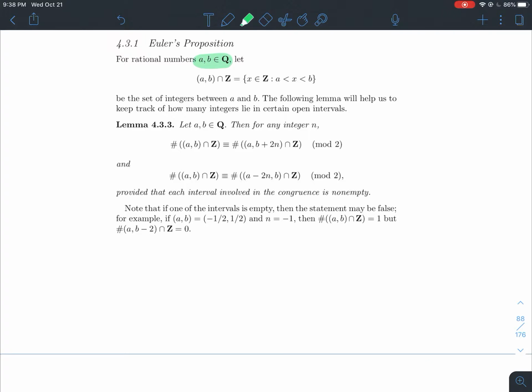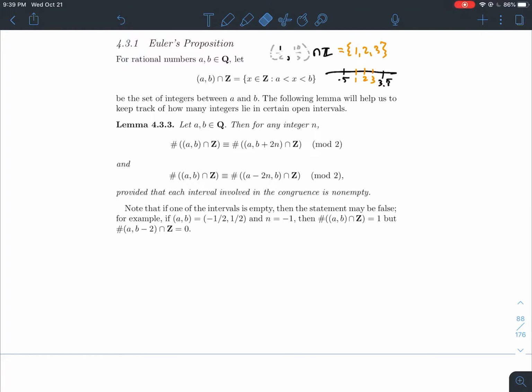If you take two rational numbers a and b, the interval from a to b intersect Z — what should that denote? I just want that to be the integers between a and b. For example, if I'm looking at 1/2 to 10/3 intersect Z, you could think about drawing that on a number line. Here's 0.5, 10/3 is like 3.3 repeating. I'm just asking you to figure out what are the integers between there. So it would be 1, 2, and 3. So this would be the set {1, 2, 3}. So don't let this notation scare you.